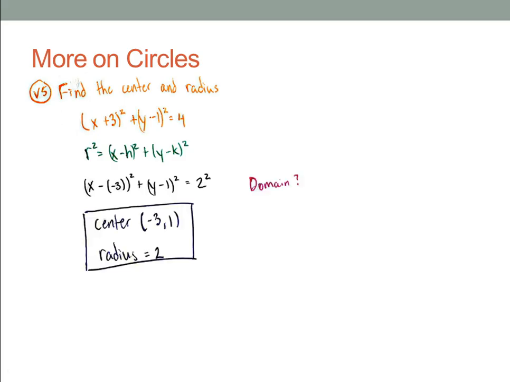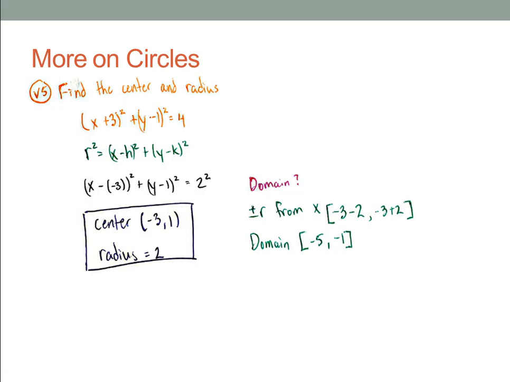I think we can actually find more, though. We could find the domain. Now, recall if I have the center of a circle here, the domain is all the possible x values inside of that circle, which means I take the negative 3 and I'm going to add and subtract the radius, which is 2, from x. So negative 3 minus 2 and negative 3 plus 2. Boom, that gets me the domain.